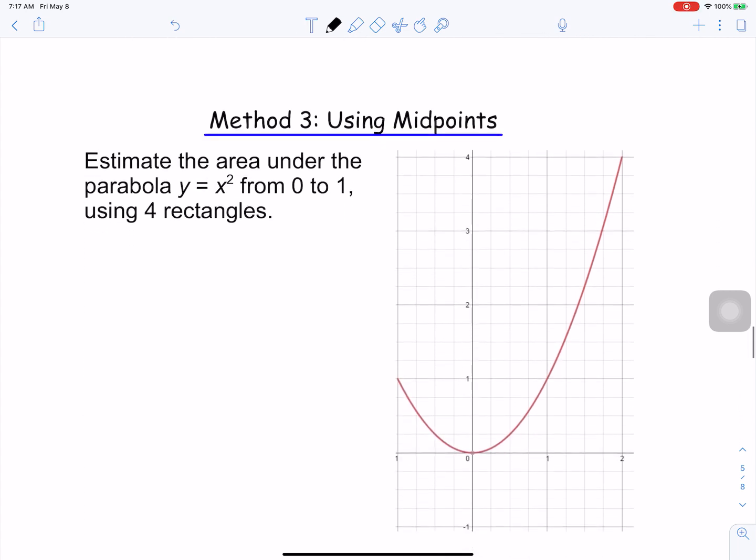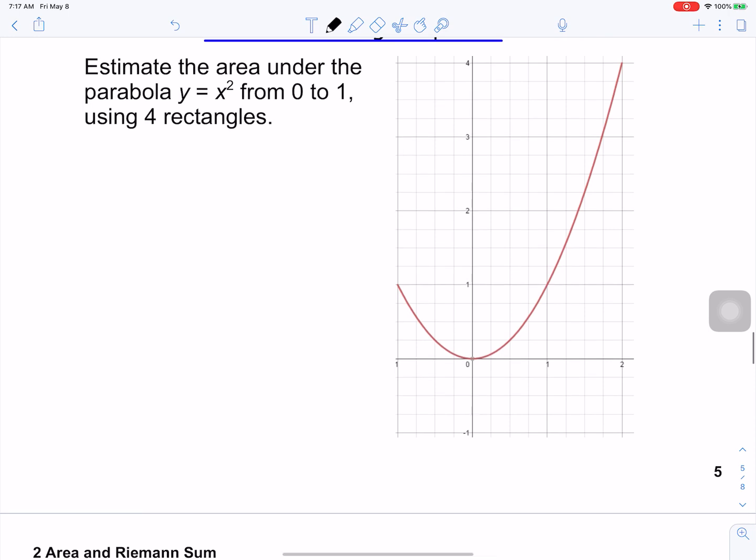Method 3, now in this example, they've given us less information and we have to draw some rectangles in there. We're going to do midpoints this time. So here's my interval, 0 to 1. You can see that this is just a screenshot from Desmos. So let me just highlight our x-axis here. We have 0 to 1.